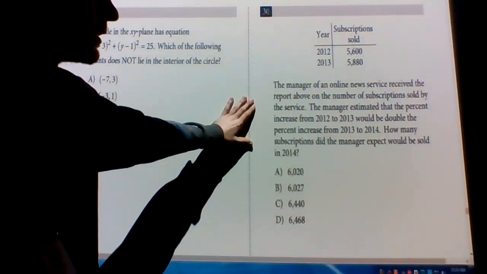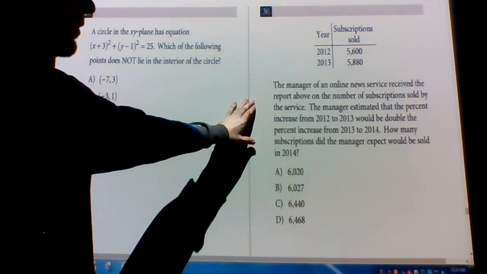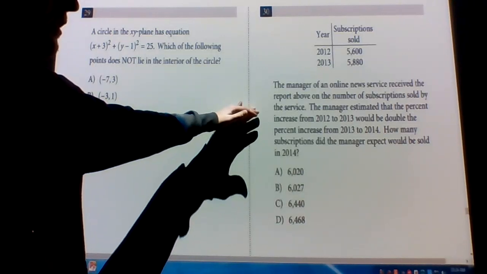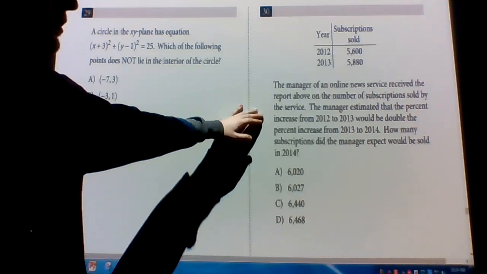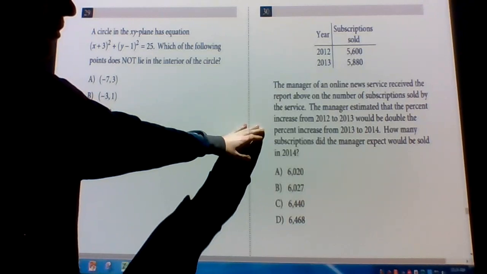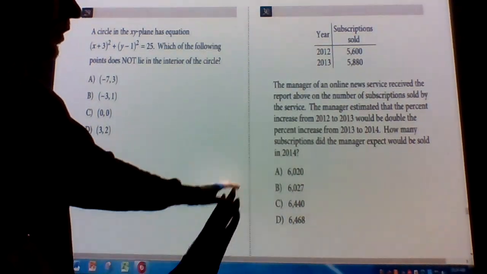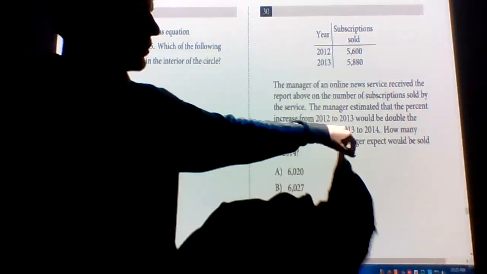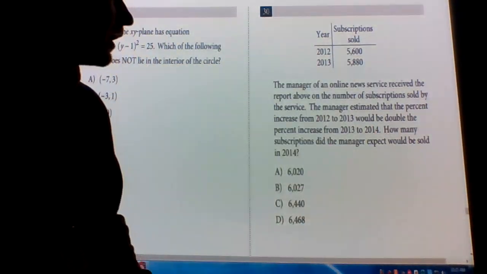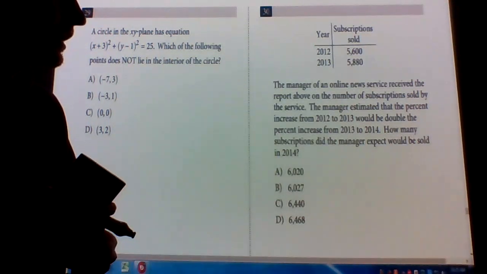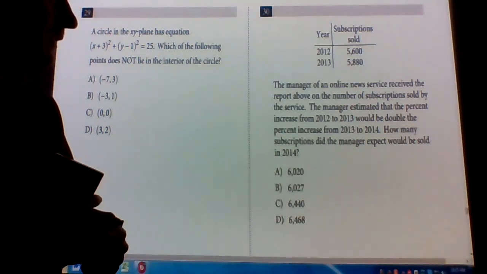All right, the manager of an online news service received the report above on the number of subscriptions sold by the service. The manager estimated that the percent increase from 2012 to 2013 would be double the percent increase from 2013 to 2014. So this increase is double the one from 2013 to 2014. How many subscriptions did the manager expect would be sold in 2014?